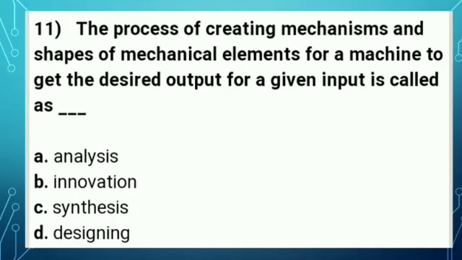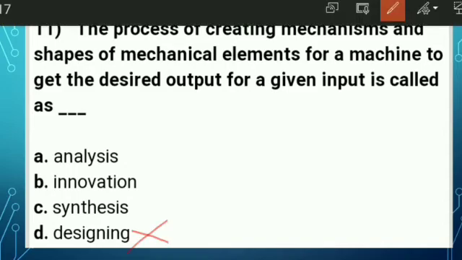Next, question number 11. The process of creating mechanisms and shapes of mechanical elements for a machine to get the desired output for a given input is called as. So you can say this is a designing process, but this is not a designing process, this is the synthesis process. So option C is the right answer.